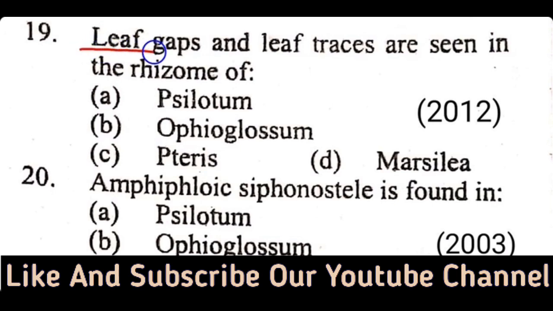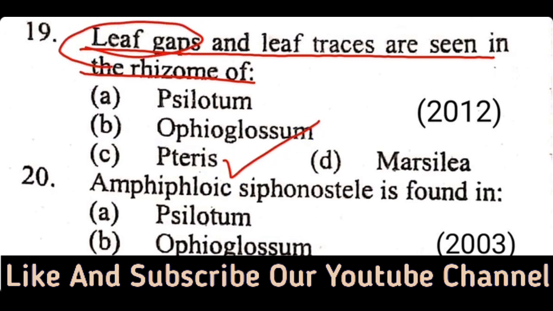Question number 19. Leaf gaps and leaf traces are seen in the rhizome of Psilotum, Ophioglossum, Pteris, Marsilea. So correct answer is option C. Pteris has leaf gaps as well as leaf traces in its rhizome.